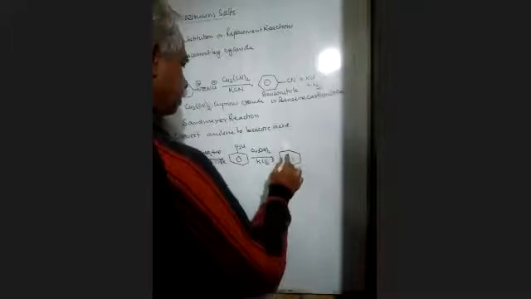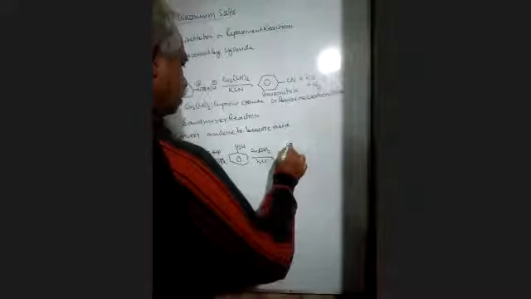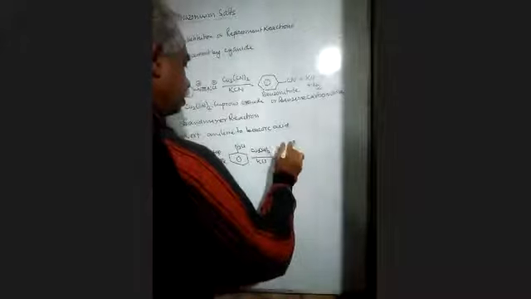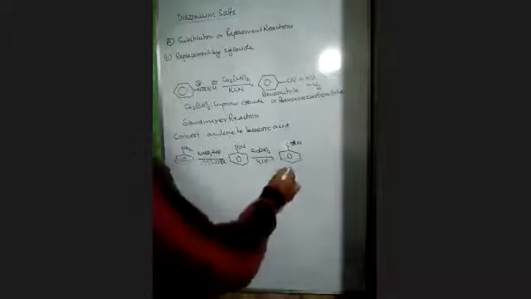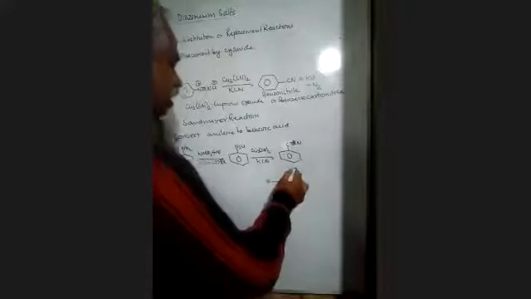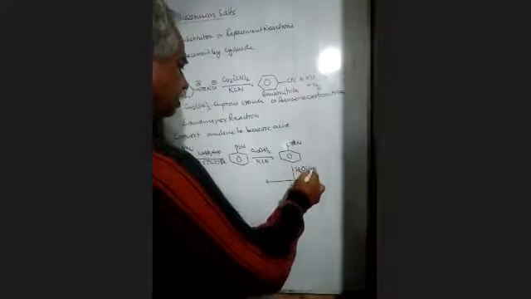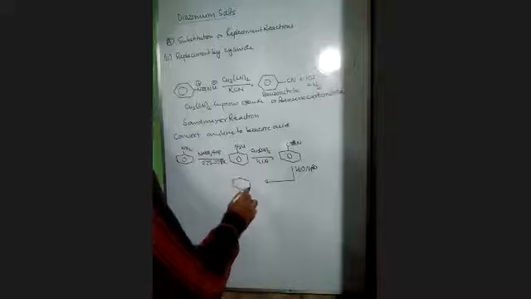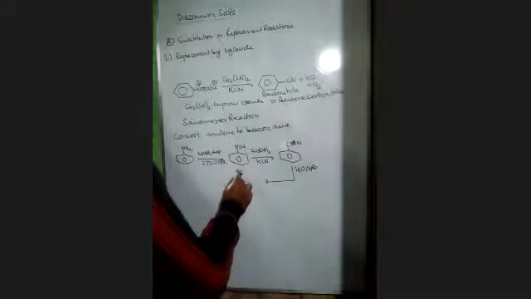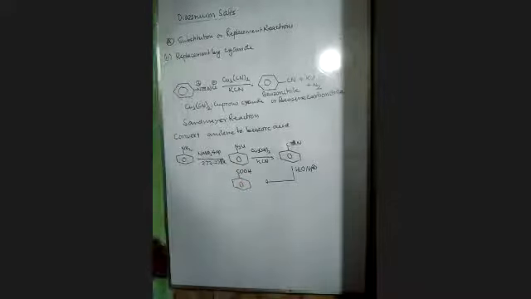So what do you get now? You get benzonitrile. And now you know that if you do hydrolysis of cyanide by boiling with acid, cyanide always gives carboxylic acid. So you get here benzoic acid.